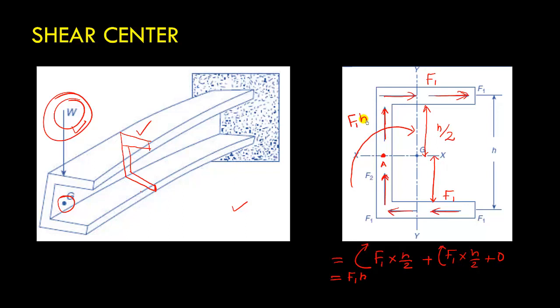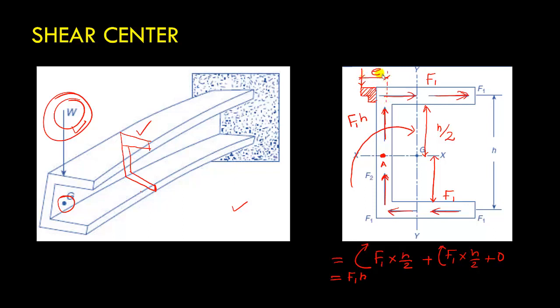Now can we avoid this kind of twisting? Can we use some kind of mechanism to avoid such twisting? Yes, we can. What we can do is provide a bracket at this position, and we can build this bracket and apply this load W here. So let's say this distance from the center of the web is E.